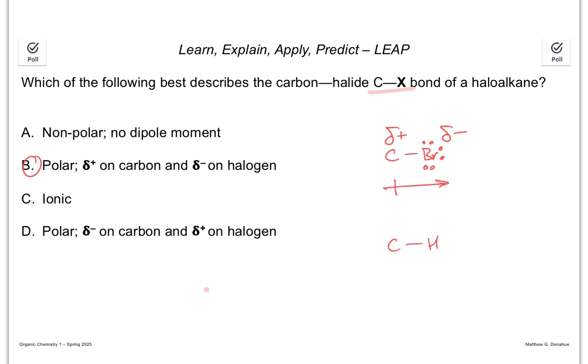So notice in a CH bond, we know hydrogen only forms 1 bond, so it has no lone pairs. And the electronegativity difference is less than 0.5. So that was our sort of Rubicon about determining polar versus nonpolar. So this is nonpolar.